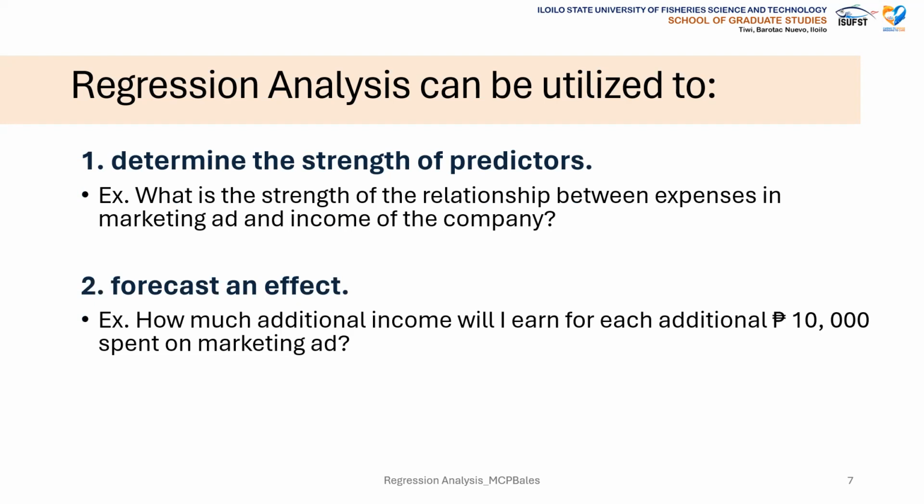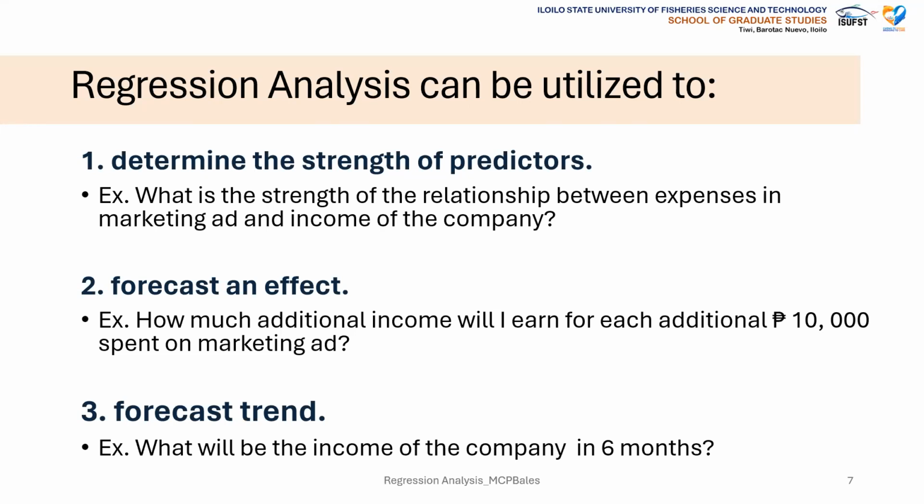Why can you forecast? Because the regression analysis, no, yields an equation. You can form a linear equation and use it for prediction purposes and to forecast a trend. For example, for January, here's the sales. For February, here's the sales. The third, for March, the sales is this. So using the trend, probably we could predict what will be the income of the company in 6 months.